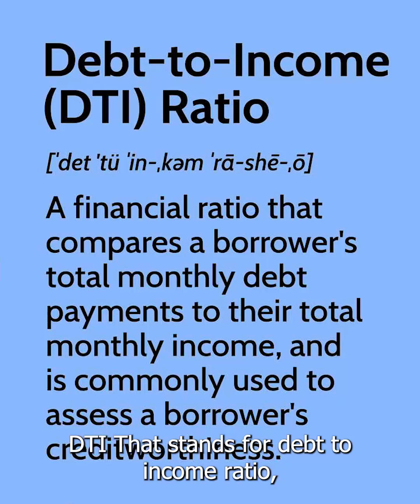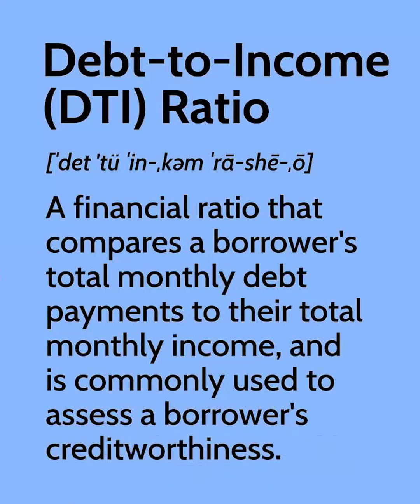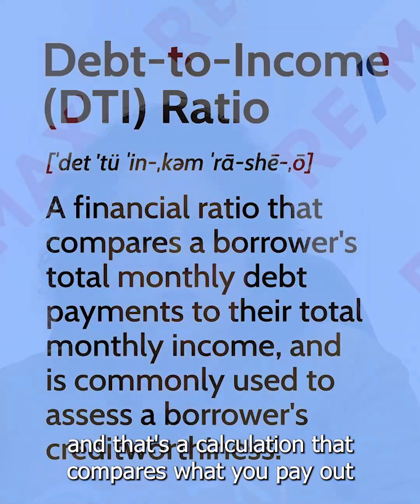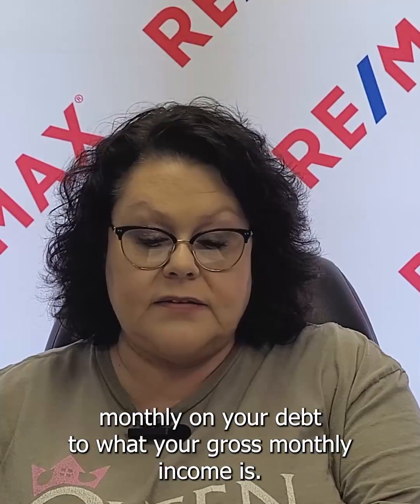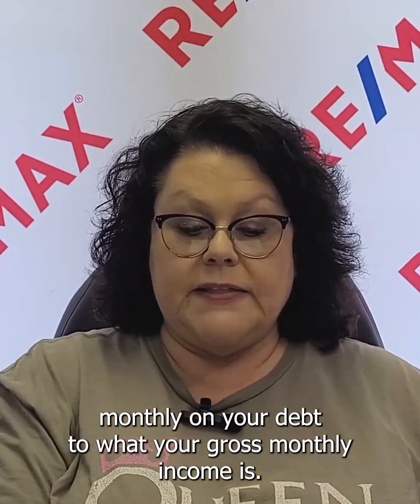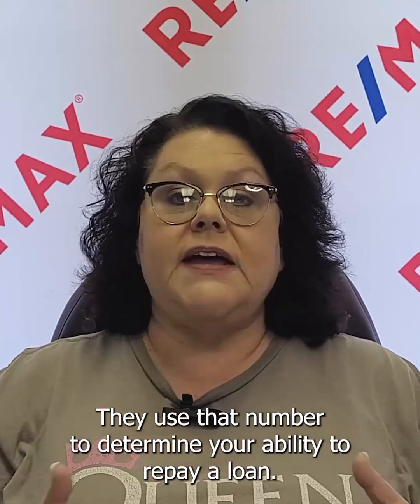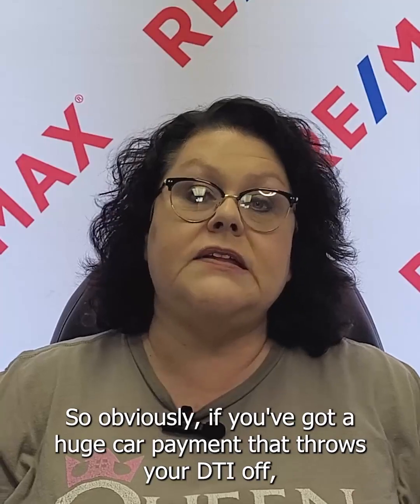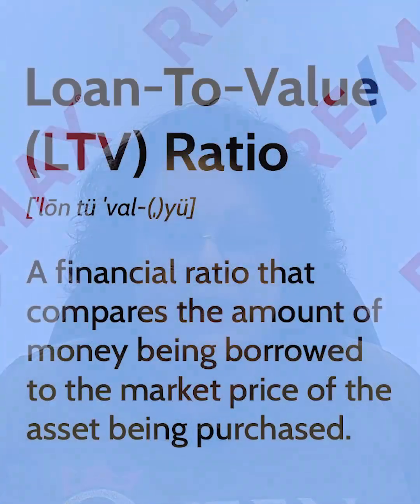DTI, that stands for debt to income ratio. And that's a calculation that compares what you pay out monthly on your debts to what your gross monthly income is. They use that number to determine your ability to repay a loan. So obviously if you've got a huge car payment that throws your DTI off, that can keep you from qualifying to be able to purchase a house.